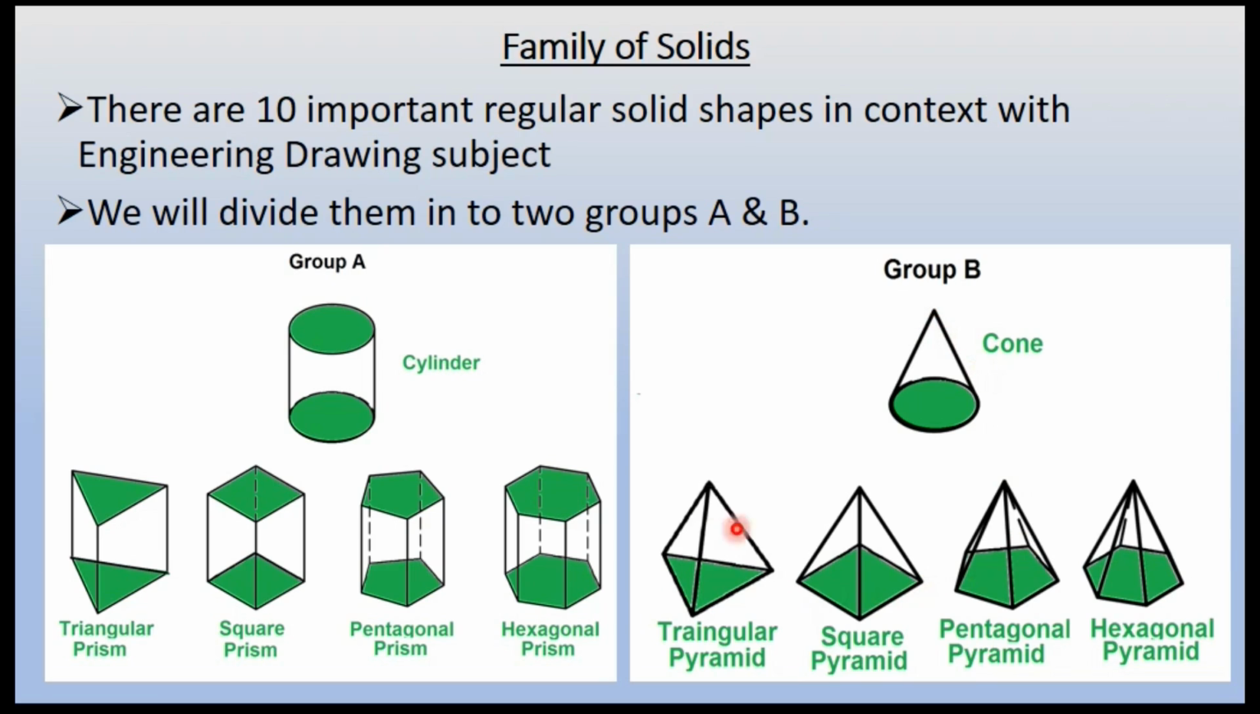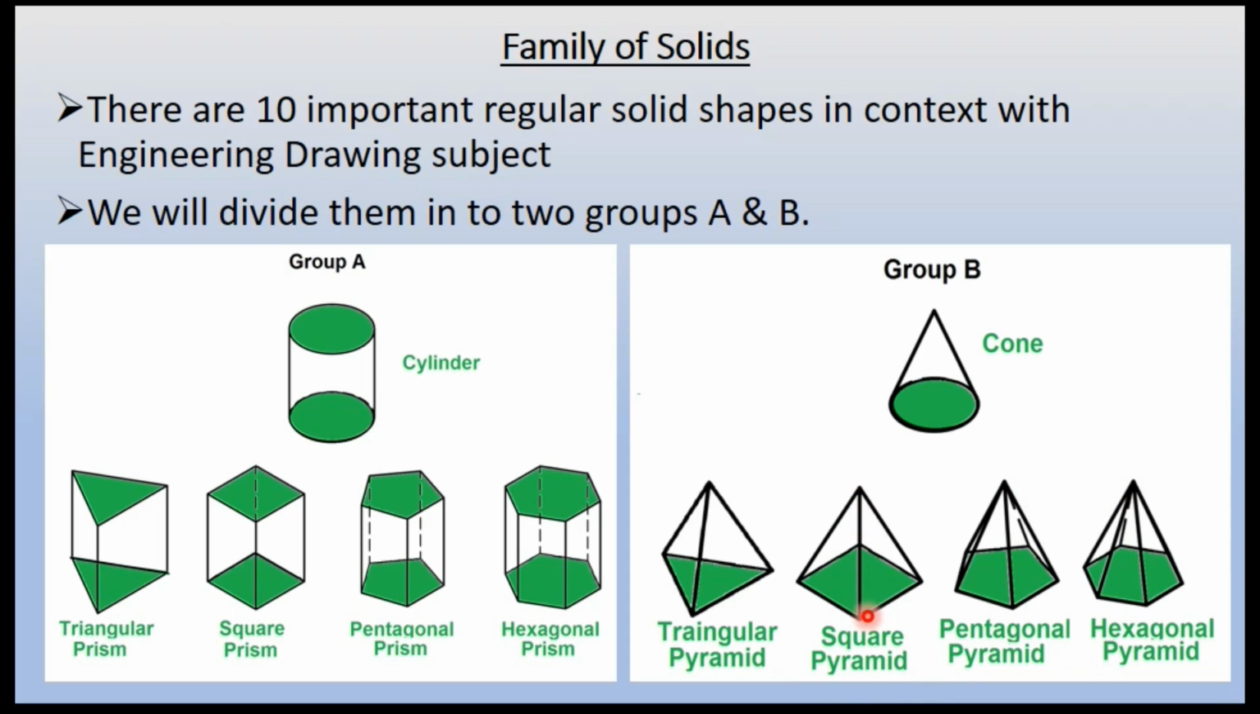The point where all the corners or edges meet in the pyramid and in the cone is called the apex. These pyramids are similar to the pyramids in Egypt, which you see in movies, and this is a triangular pyramid. Here you have the triangular base and the apex. Here you have a square base and the apex, pentagonal base and the apex, hexagonal base and the apex.